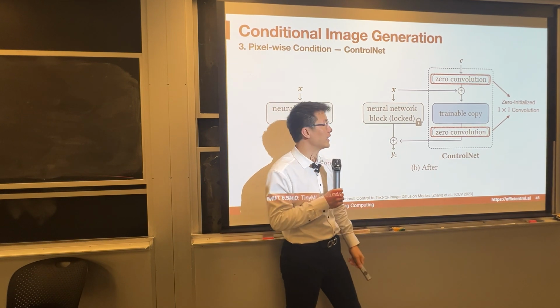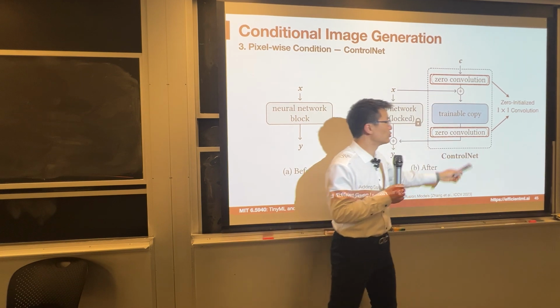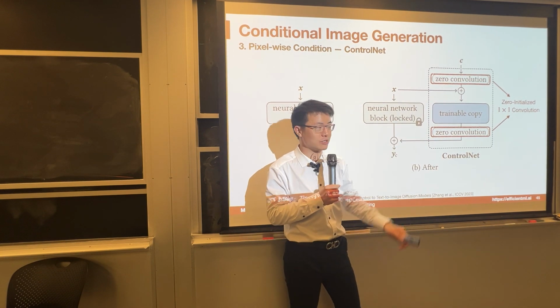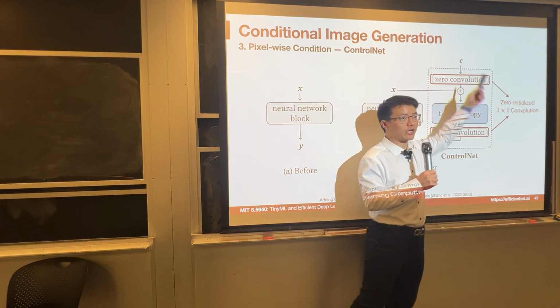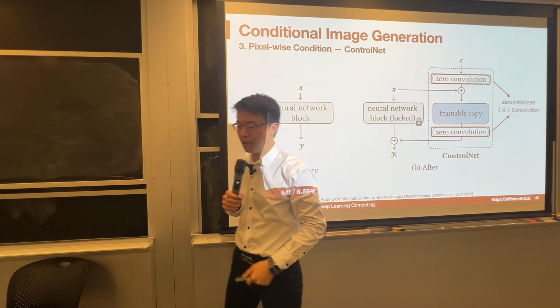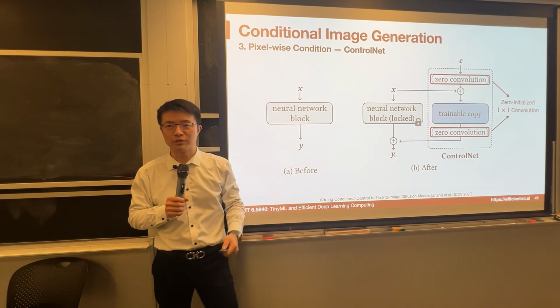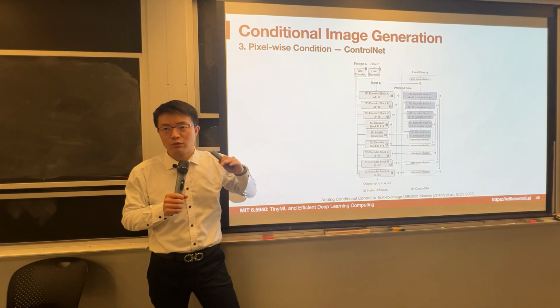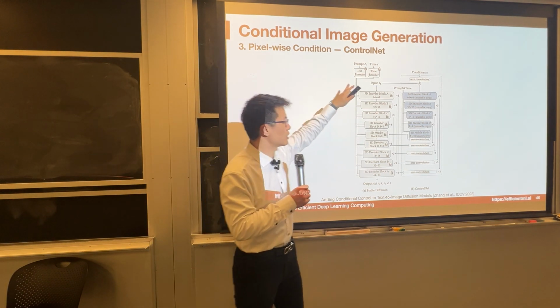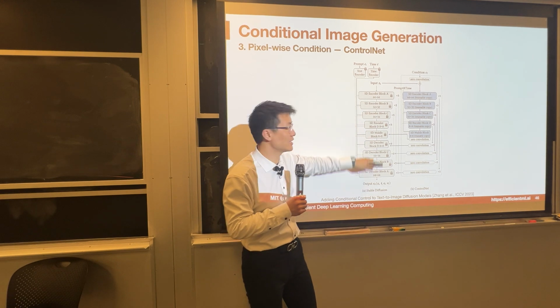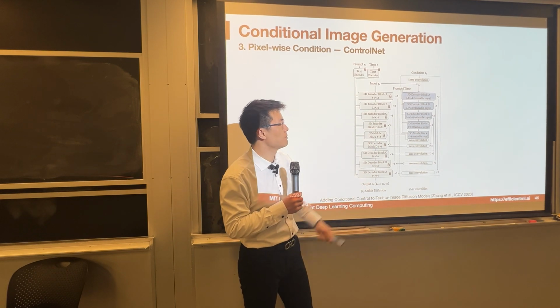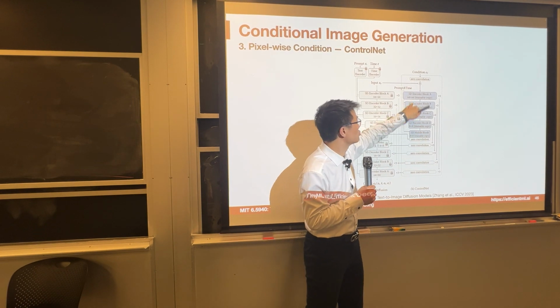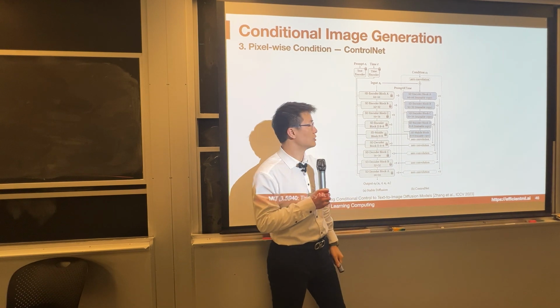But after training, these convolutions, they are both one by one, are no longer zero, so that they can inject the condition from the top. That's the key idea from ControlNet. And we can stack multiple such blocks together. So this is the original UNet, okay? Downsample, upsample. In the downsample phase, we are going to add the control branch.